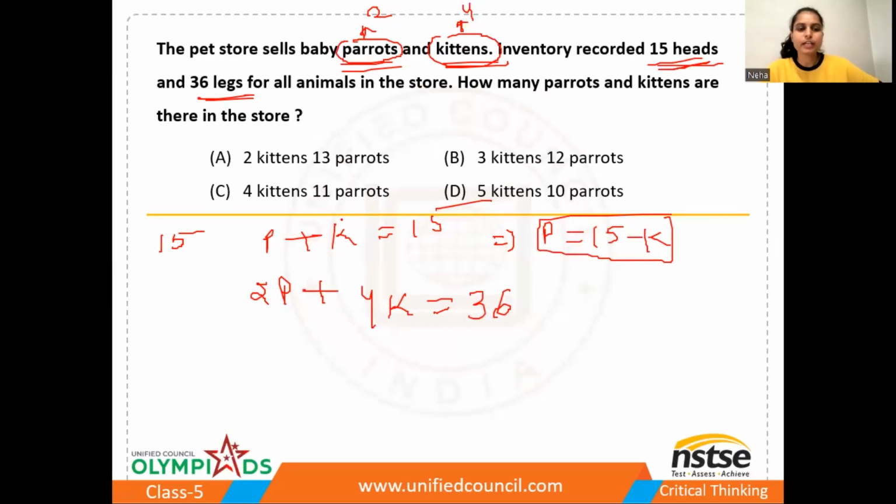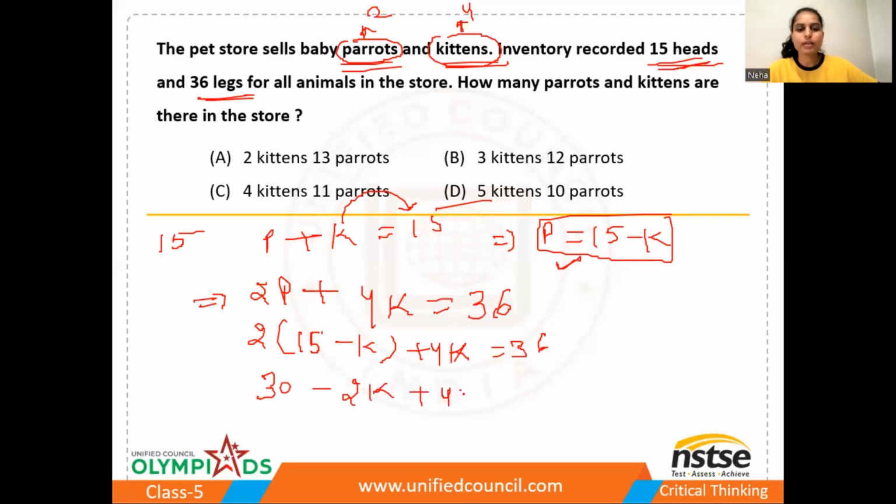I can shift k to the RHS and it will become negative. So the value of p I can put in this equation. So it becomes 2 into (15 minus k) plus 4k is equal to 36, right? So 15 multiplied by 2 is 30. Let me open the bracket and this becomes minus 2k plus 4k is equal to 36.